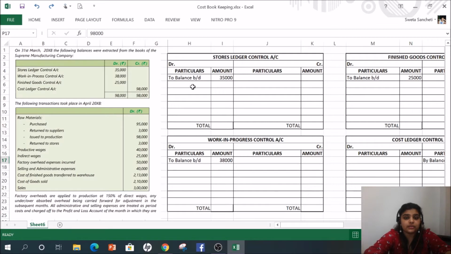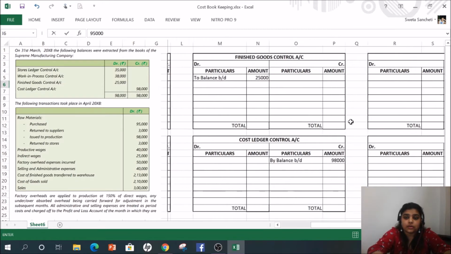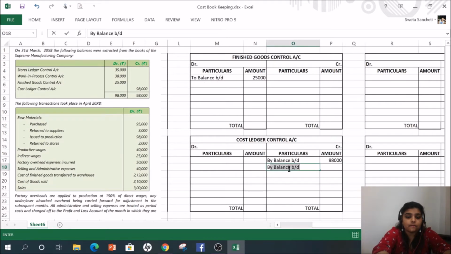Raw material purchased. So when we purchase the raw material, what is the entry? Now here we have cost ledger control account. So to CLC account 95,000. Here we'll have by stores ledger control account, that is 95,000.